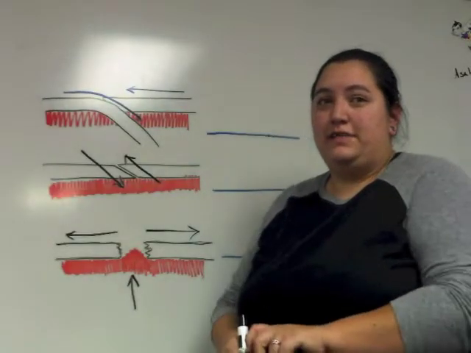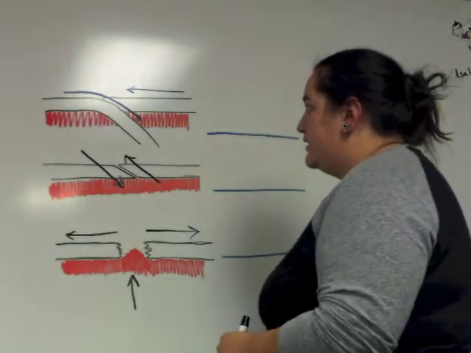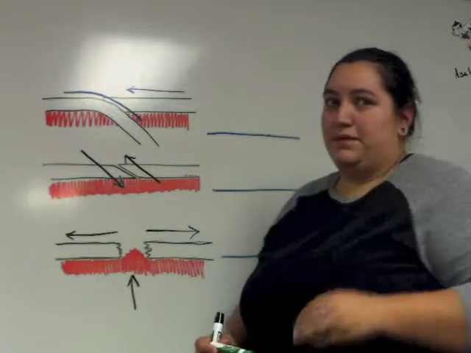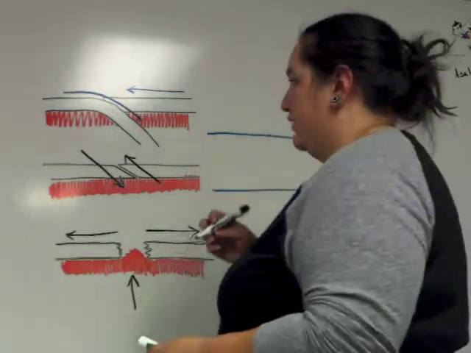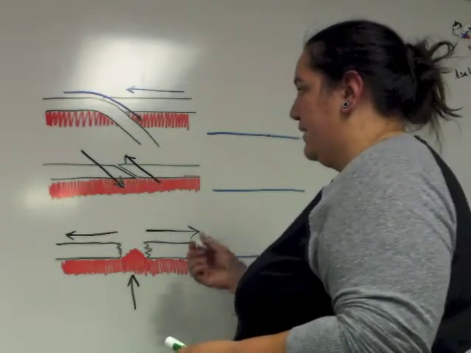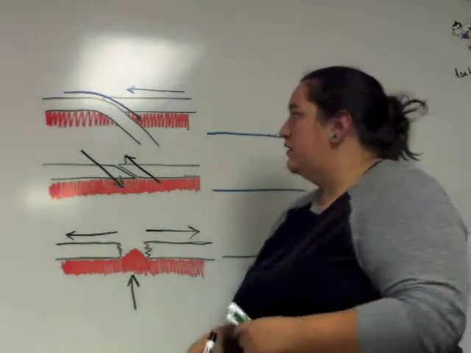So today we're going to be talking about plate boundaries, and we have three different kinds of plate boundaries that we're going to talk about. And we're also going to talk about a review of our landforms and how our plate boundaries have to do with our landforms.